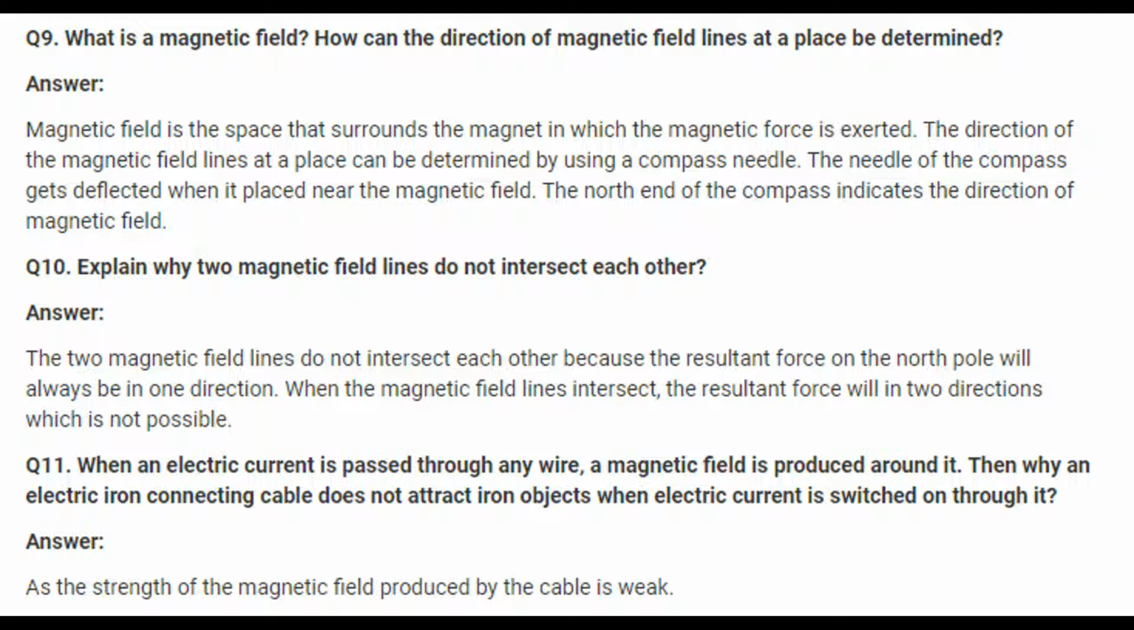Question 11. When an electric current is passed through any wire, a magnetic field is produced around it. Then why does an electric iron connecting cable not attract nearby iron objects when electric current is switched on through it? Solution. Because the strength of the magnetic field produced by the cable is quite weak.